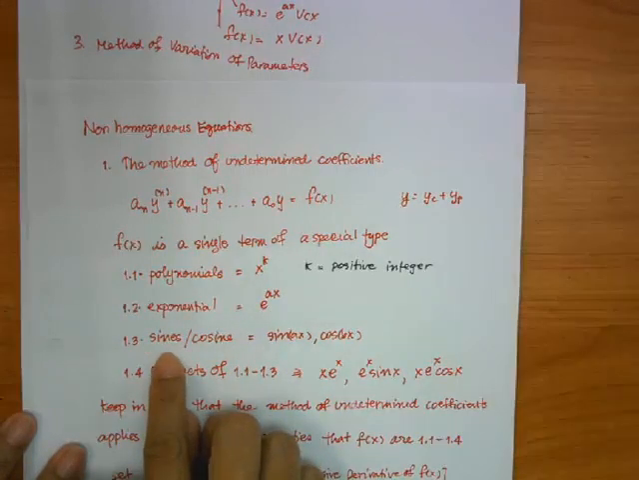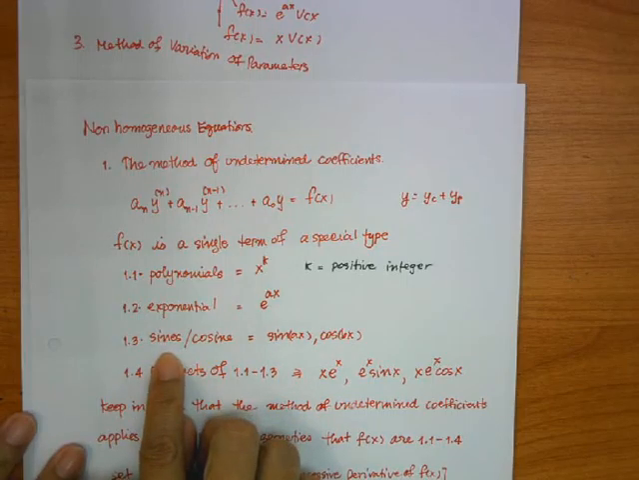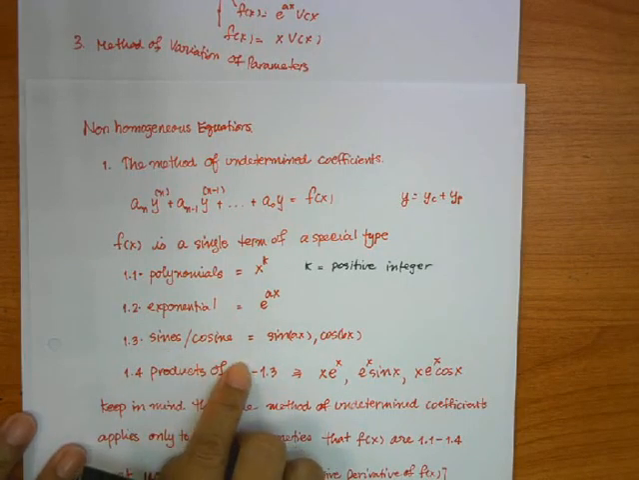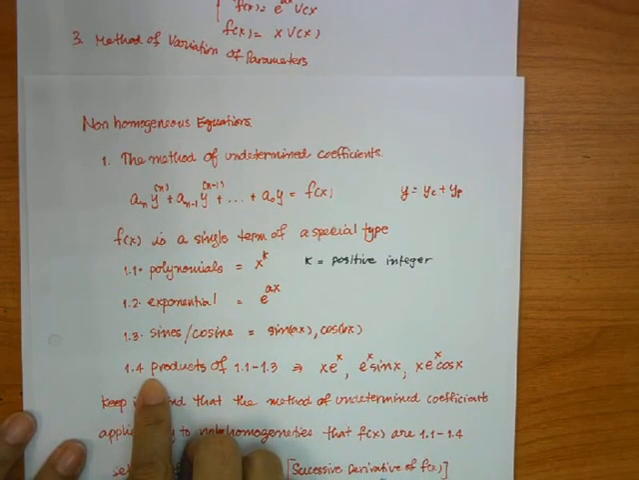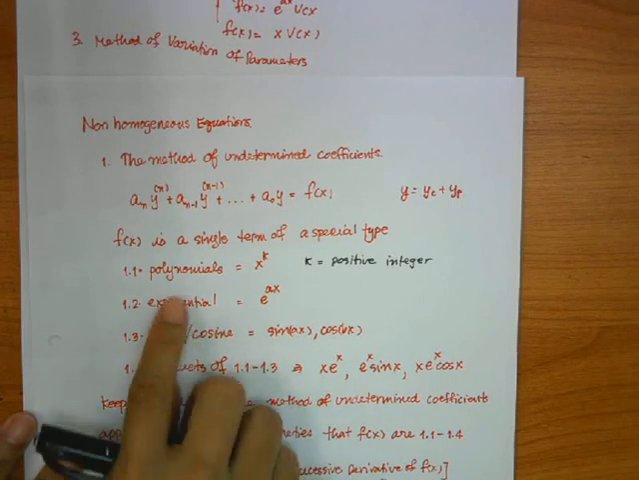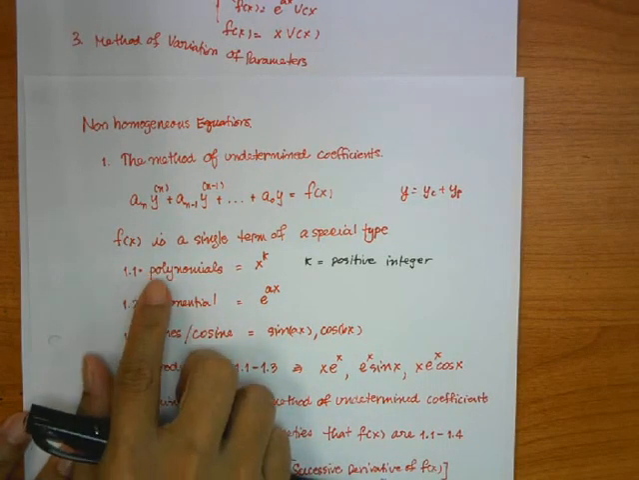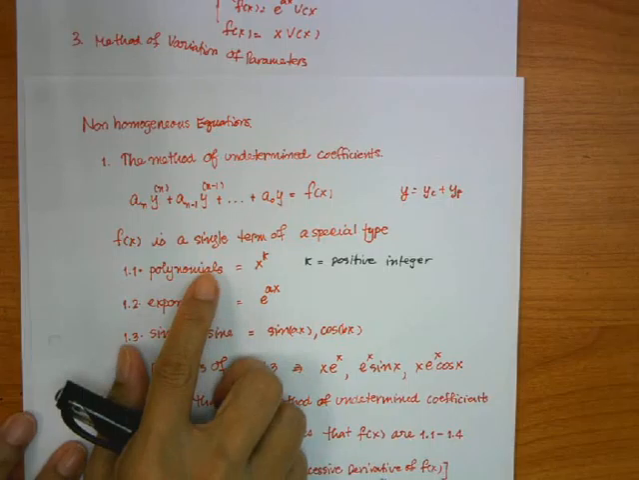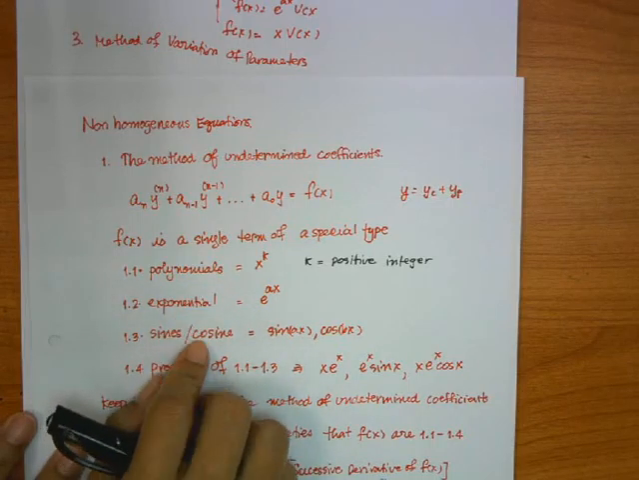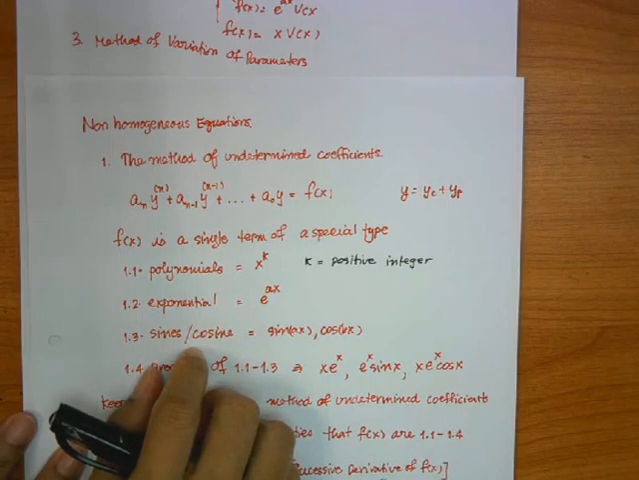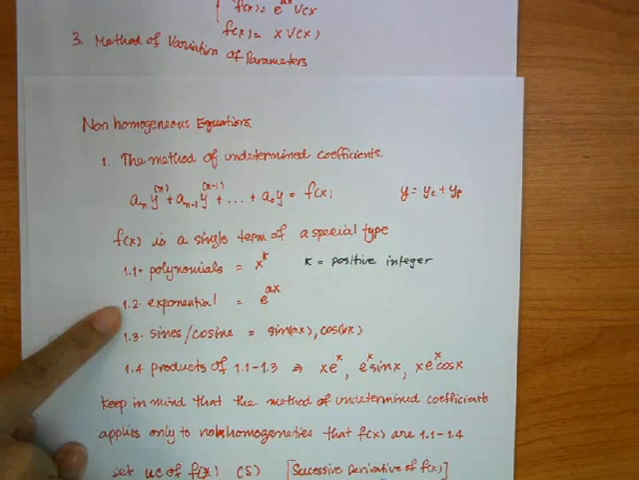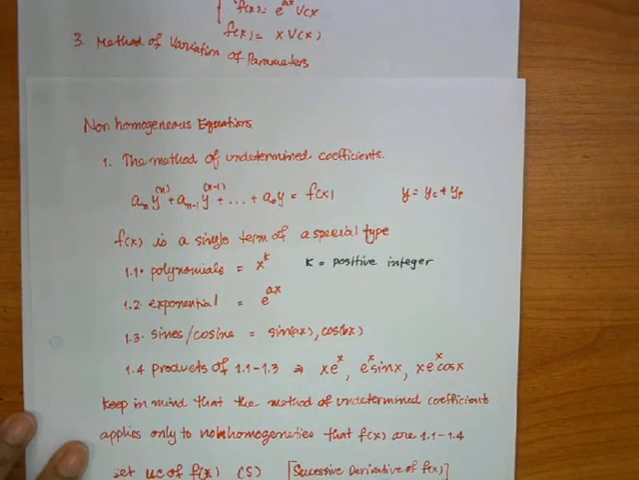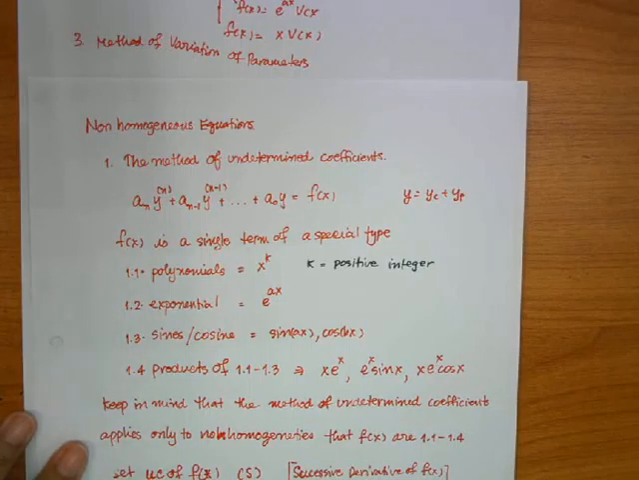Another function is sine or cosine. And the last one is the product of any of the functions here: function 1 and function 2, function 1 and function 3, function 2 and function 3, or function 1, 2, and 3. So if your f(x) fits in either 1, 2, 3, or 4, then you can use this method to find yp.